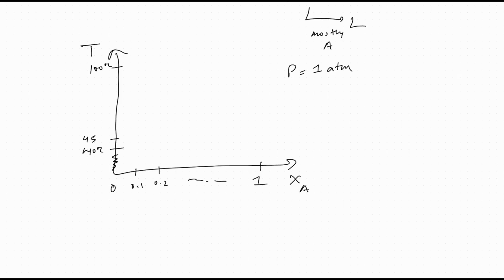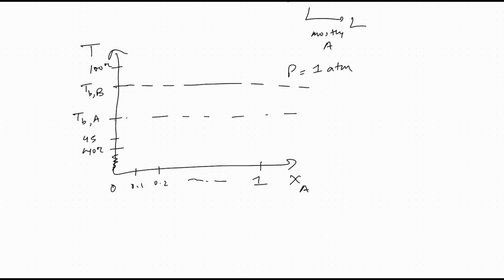And so there's really two temperatures we care about. Call this TBB, the boiling temperature of species B, and this is the boiling temperature of species A. So B has a higher boiling temperature than A. Lines like this.